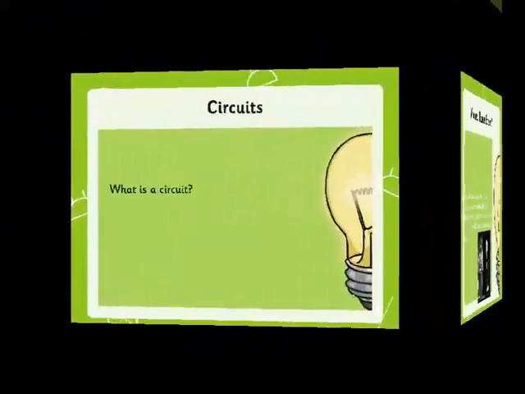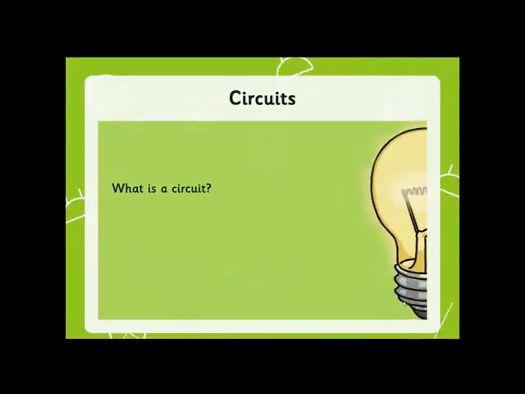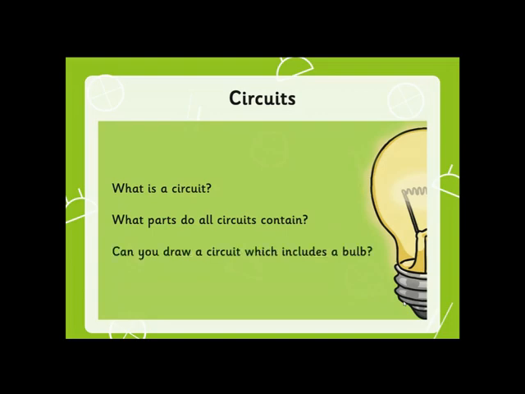Right, moving on to the main part of our lesson. We're going to be thinking about circuits. These are 3 questions I want you to consider. The first question is, what is a circuit? What parts do all circuits contain? Can you draw a circuit which includes a bulb? I'd like you to use your knowledge from year 4 electricity and draw a circuit diagram involving a bulb.